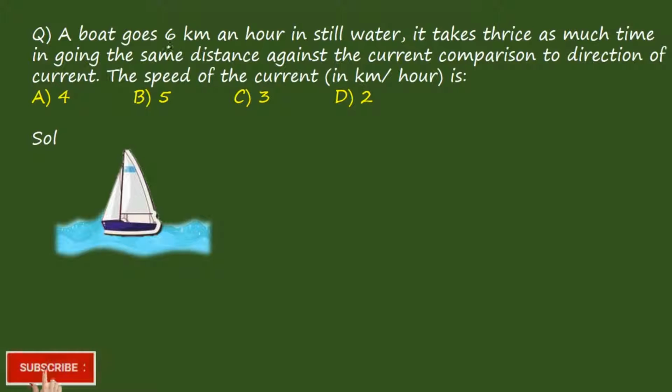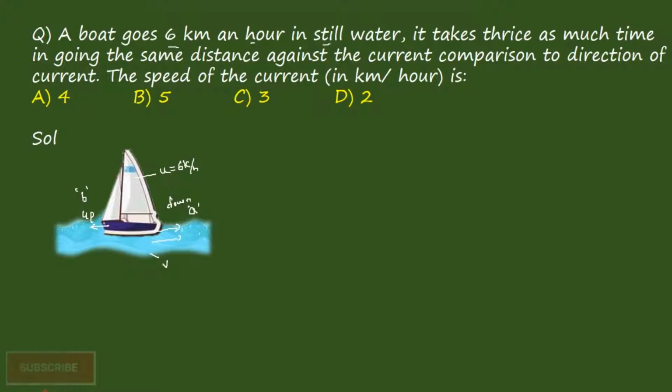It is saying that the boat goes 6 kilometers per hour in still water, right? If the boat is moving in the same direction of the stream, then it is called a downstream, right? If it is moving in the opposite direction, then it is called an upstream, right? If you consider the speed of the boat as U and the speed of the stream as V, the speed of downstream as A and the speed of upstream as B. Now they are saying the boat goes 6 kilometers per hour in still water, right? Then the speed of the boat U is equal to 6 kilometers per hour.